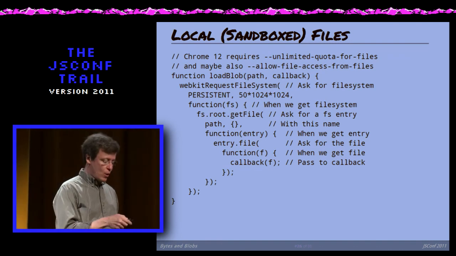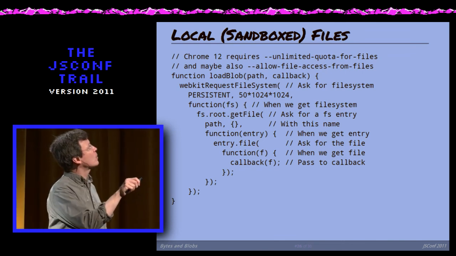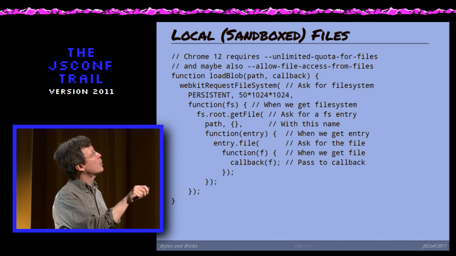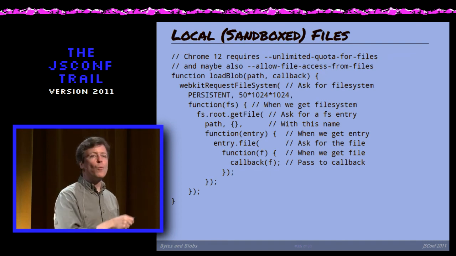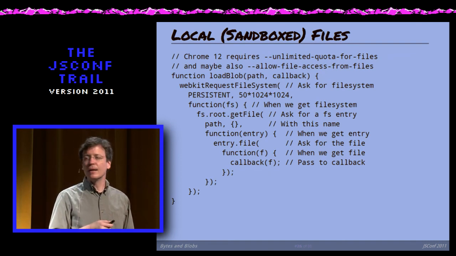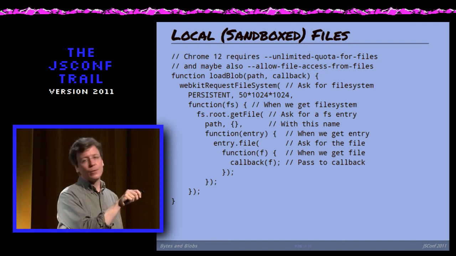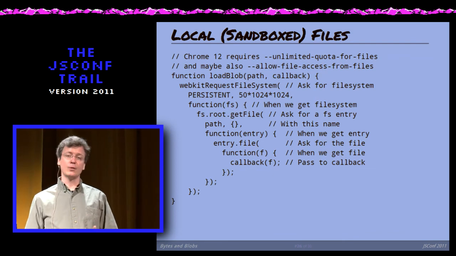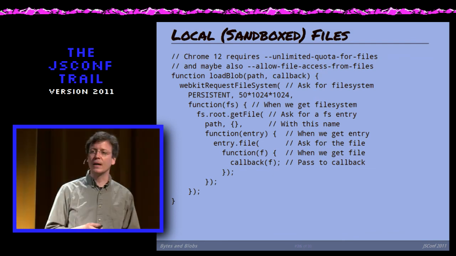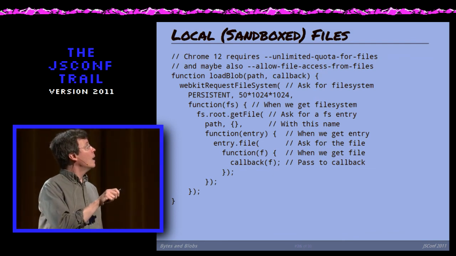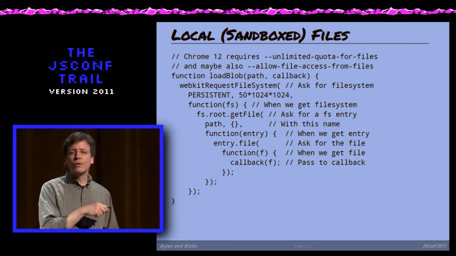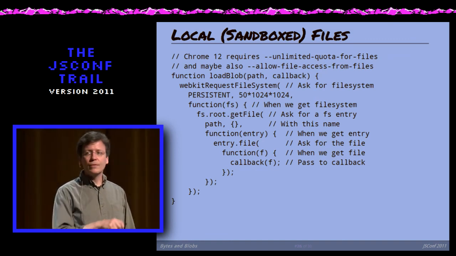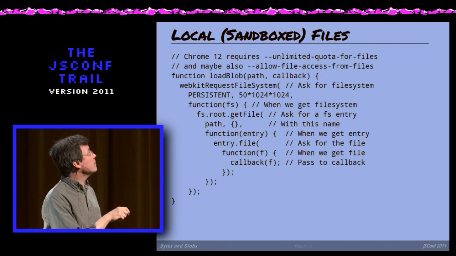When you use it in Chrome, you want to start Chrome up with these flags for unlimited quota for files. Right now, Chrome won't ask the user for permission to use files. It only works if you start it with this. I assume that eventually the need for that command line option will go away, and Chrome will start asking the user, hey, this web app wants to create files. You also have to allow file access from files in Chrome if you want to experiment with it on your local drive rather than running from a server.